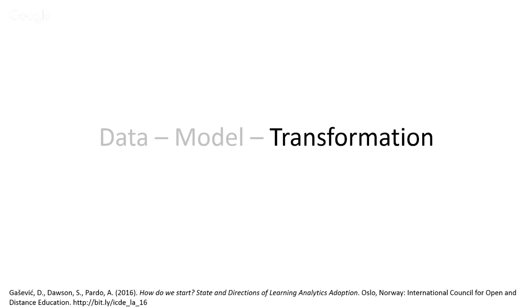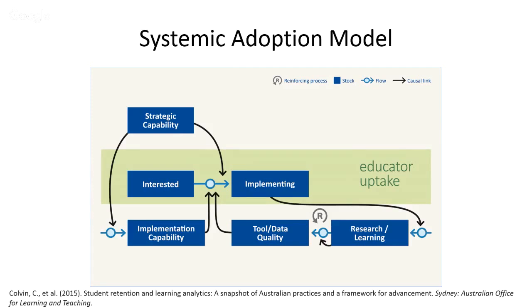The final place is the transformation. That's where we also need to think very carefully about the ways we can have our institutions adopt learning analytics. This is a model that we developed while doing a study in Australia, but we are observing that the model is equally relevant in other studies as well. What we found is that for any institution to make a systemic adoption, which would translate the interest of academic or teaching staff into uptake in terms of implementation, we need to start from the development of strategic capability inside the institution.